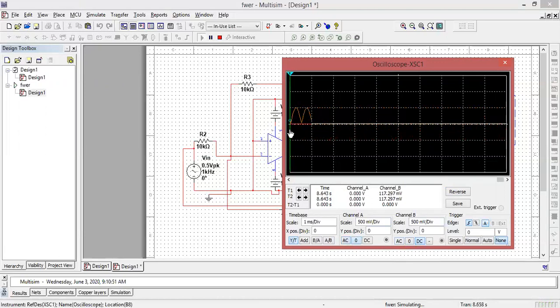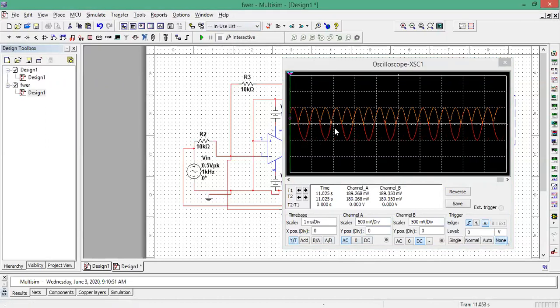Hence a full wave precision rectifier converts AC to pulsating DC. Here you can see both the input and the output signal of a full wave precision rectifier. You can stop the circuit and then check the corresponding amplitudes and verify the theoretical with the practical values of the input signal. The input signal has an amplitude of 0.5 volt. Channel A corresponds to 500 millivolt per division, which is equal to a 0.5 volt peak signal.